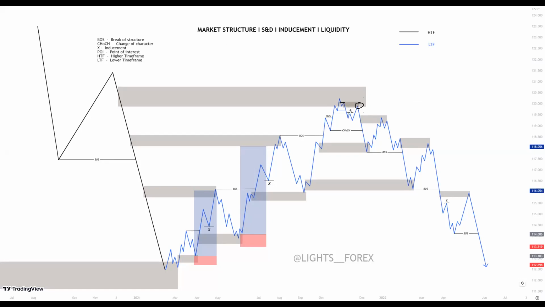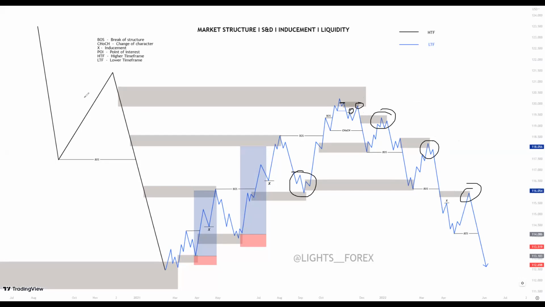But here, it has changed character with inducement. We have many confluences, then the price finally. But this one here, yeah, you can take it also. Here, you couldn't take this one. Personally, I couldn't take this one.